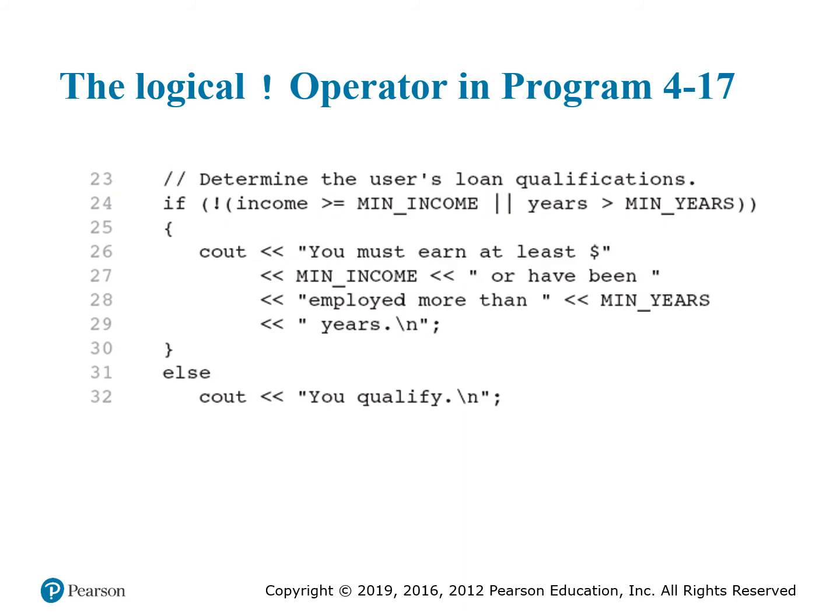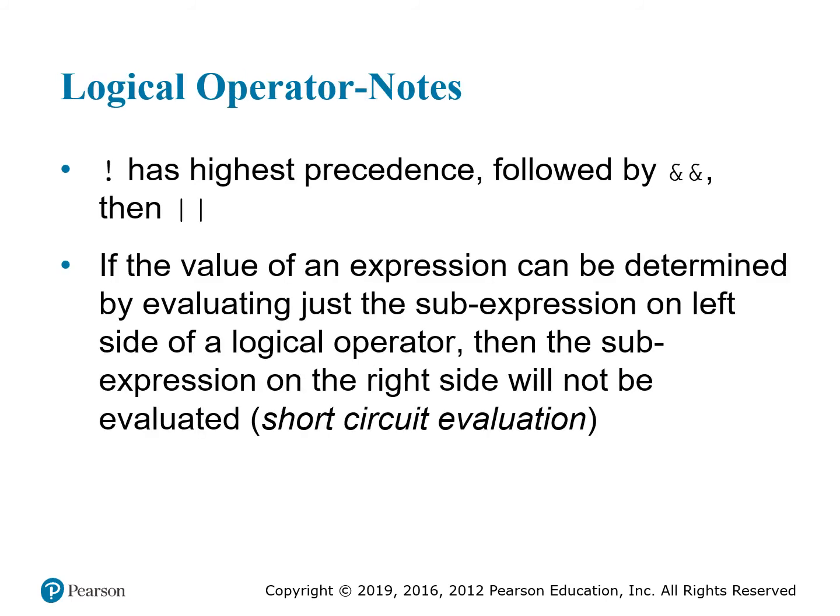Okay. We could also say not that whole thing. We can reverse the whole if statement by making not income or years. So then we give them the you must earn message, else you qualify. Exclamation point has the highest precedence. So we not something first, then we and things, lastly we or things.